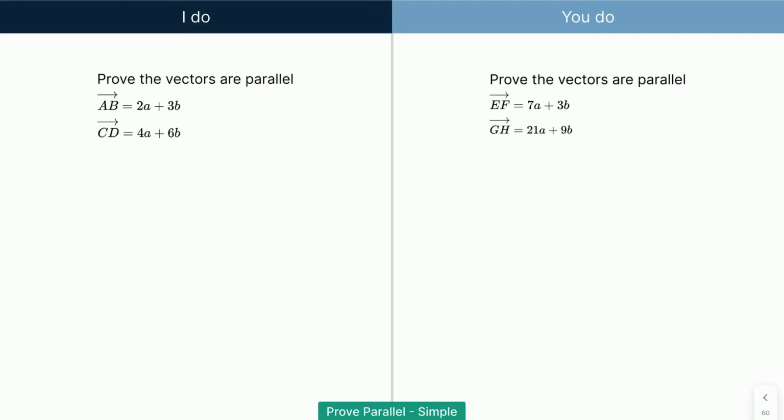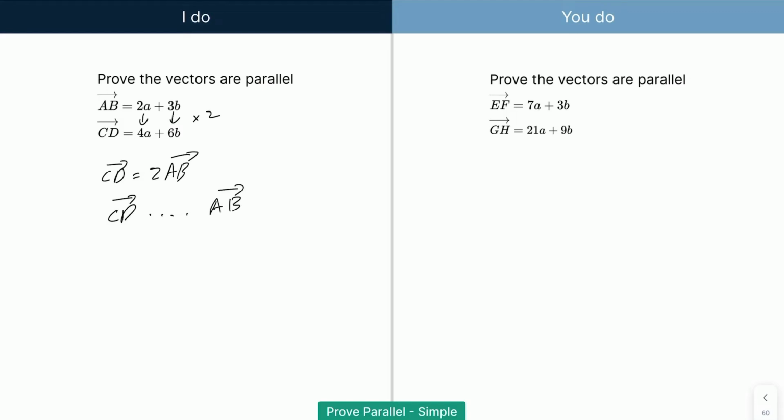Well, how do you prove vectors are parallel? You just need to prove that they are multiples of each other. So here you can see, to go from here to here and here to here, we've just multiplied by 2. So we can say CD is equal to 2AB. And that is how you prove vectors are parallel. You just need to prove that they are multiples of each other. And then you can just write a statement that says CD is a multiple of AB.